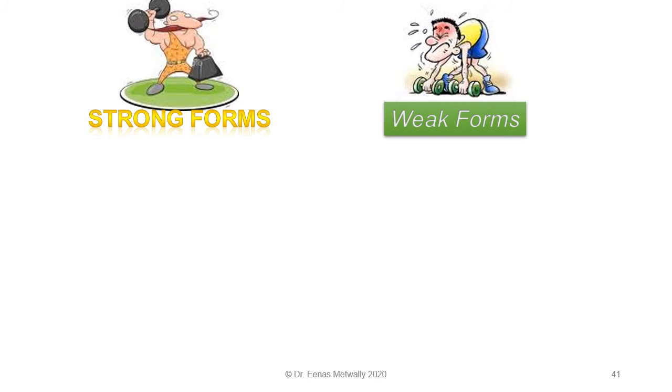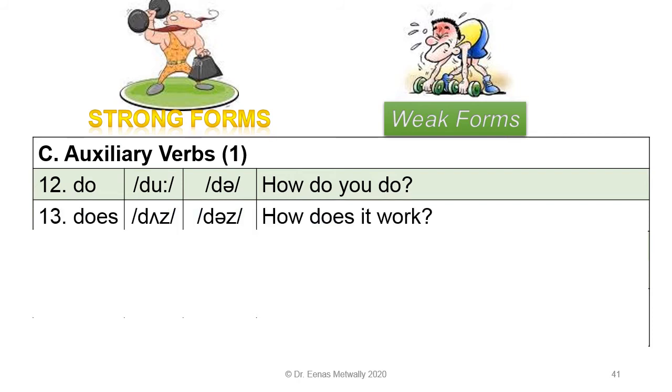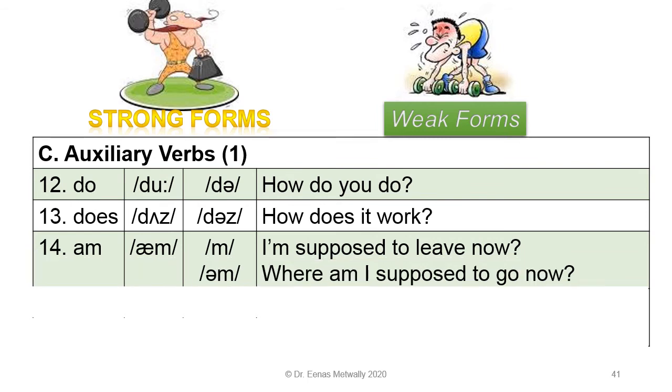In our last video, we studied two types of weak forms, conjunctions and pronouns. This week, we study auxiliary verbs and prepositions. Do becomes d, how do you do? Does becomes does, how does it work? Am becomes I'm supposed to leave now? Or where am I supposed to go now?